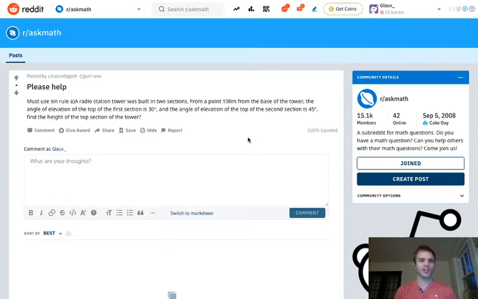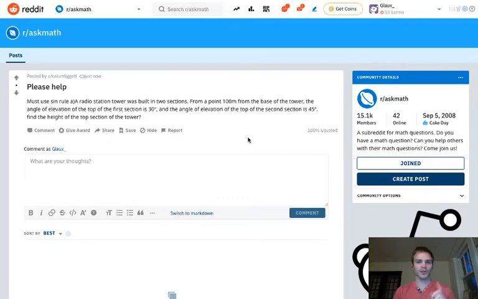A radio station tower was built in two sections. From a point 100 meters from the base of the tower, the angle of elevation of the top of the first section is 30 degrees, and the angle of elevation of the top of the second section is 45 degrees. Find the height of the top section of the tower.